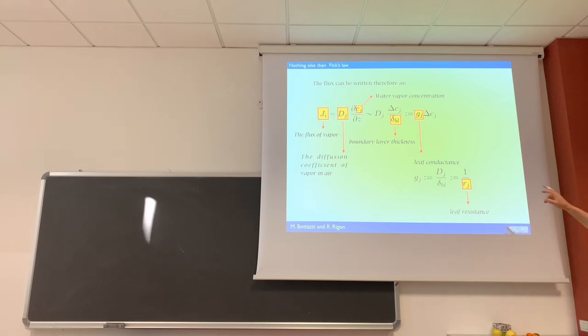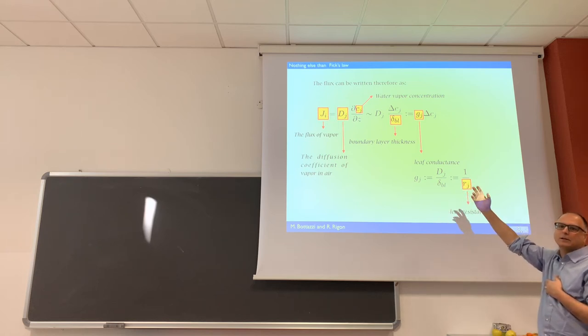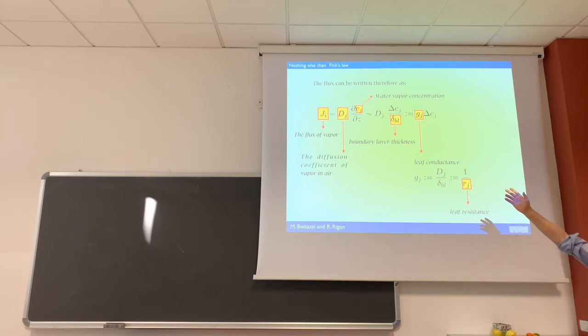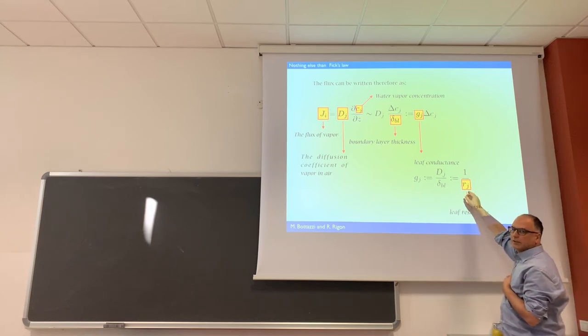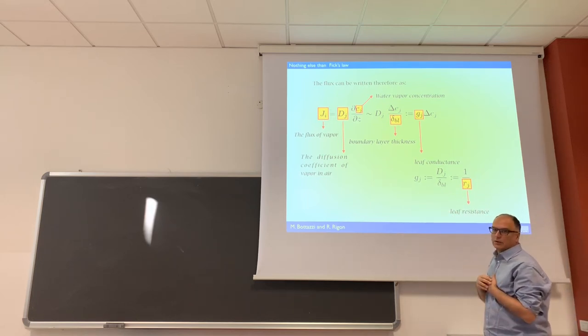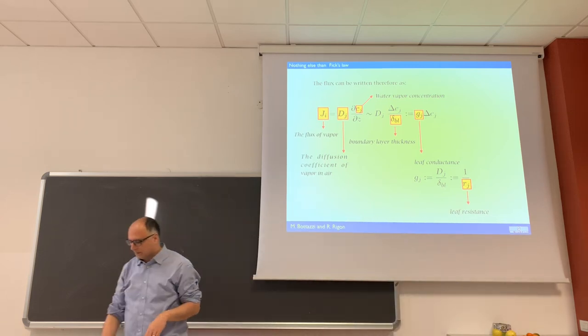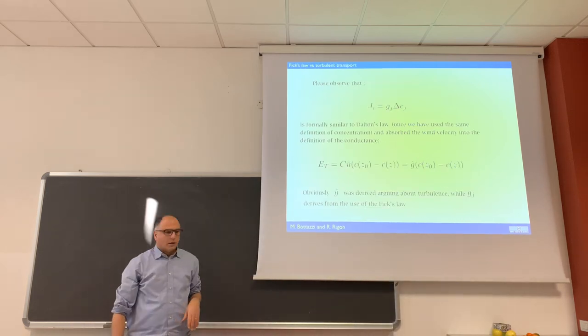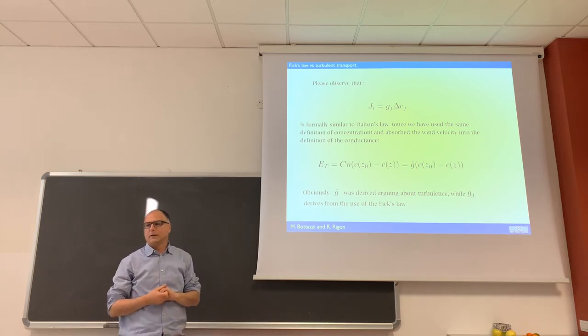So you can write the equation like this one, J equals GJ, where GJ is some conductance of the leaves, times the difference in concentration, or you can define the resistance as the inverse of GJ, like we did before. So we have this law inside the leaf.